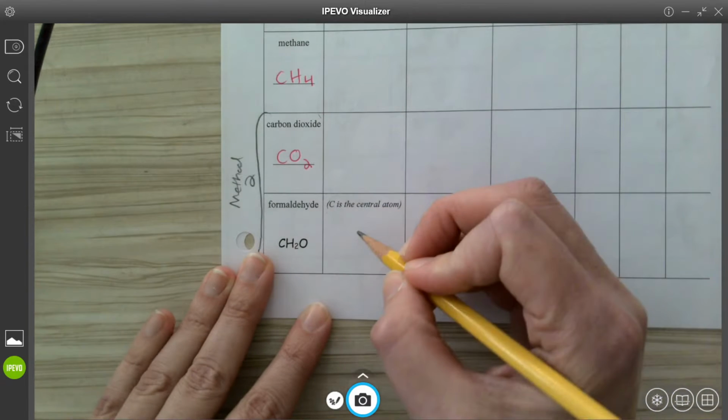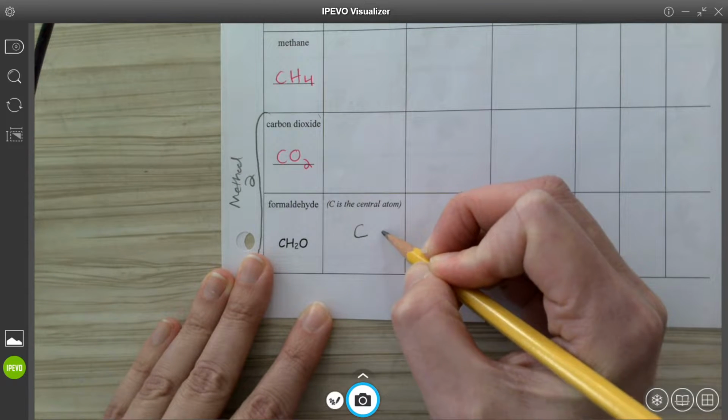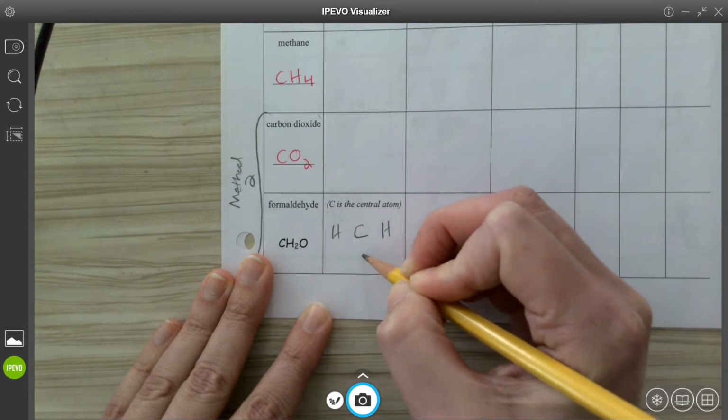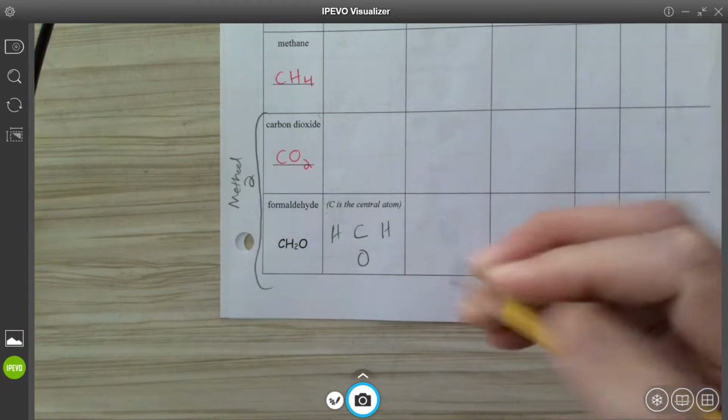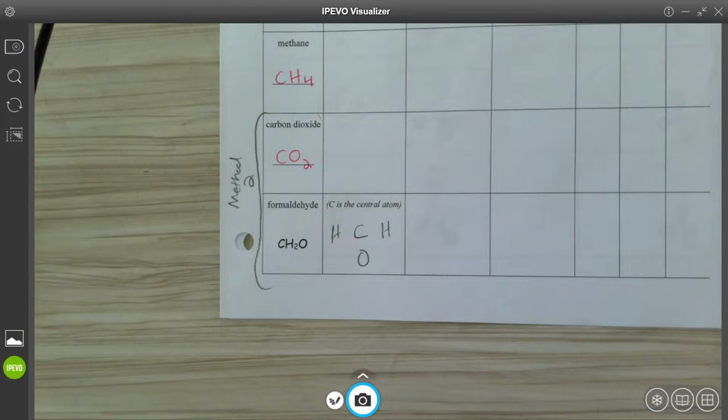So for the last one, the skeleton structure, C will be in the middle, and then you can do an H on either side, and then an O. I don't care which side has which, but just be sure C is in the middle, okay?